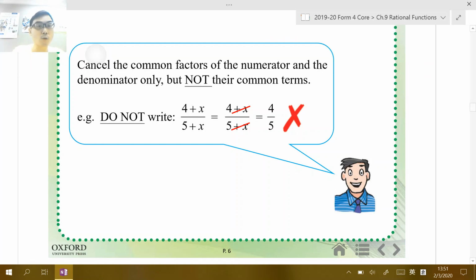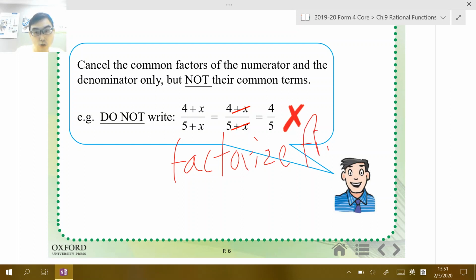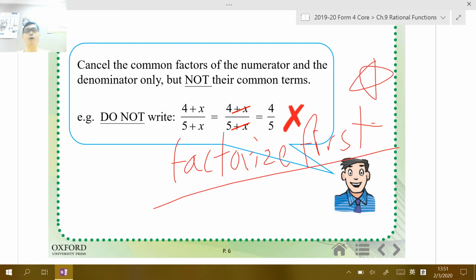That means that if I want to do algebraic fraction simplification, what we need to do is to remember to always do the factorization first. So you should remember to always factorize the terms first. If you don't factorize, you cannot cancel anything. Okay, so this is one of the reminders.